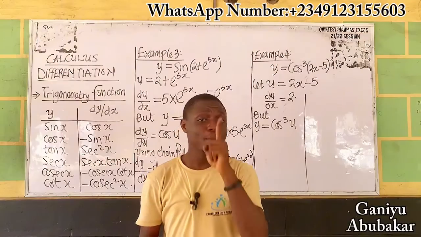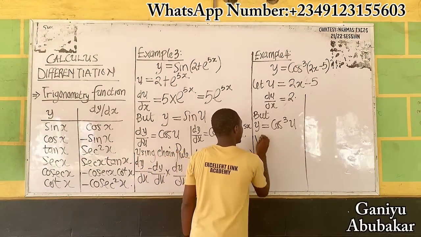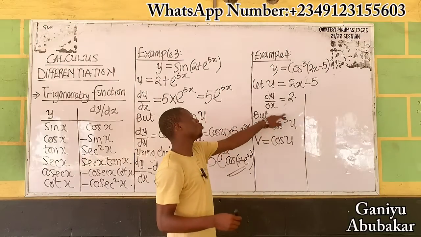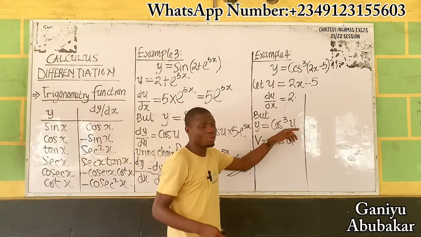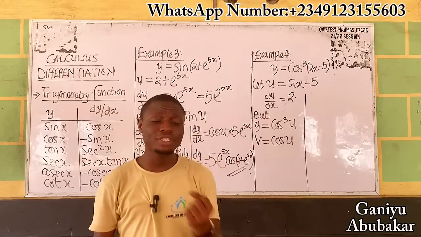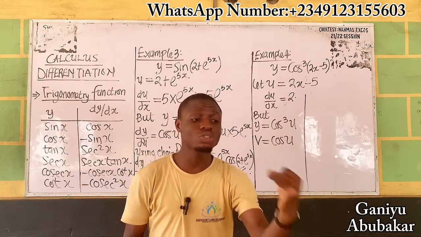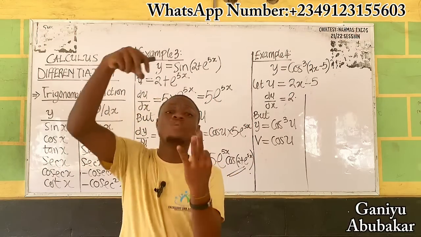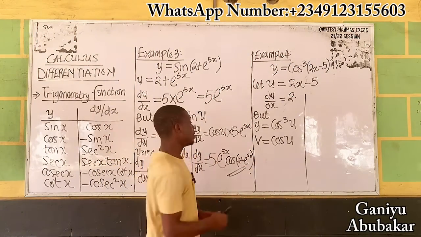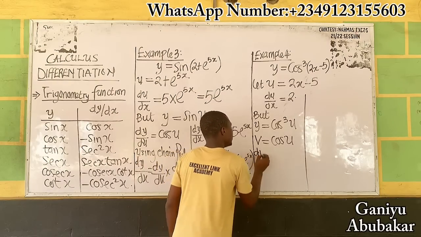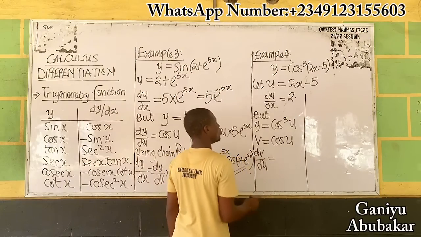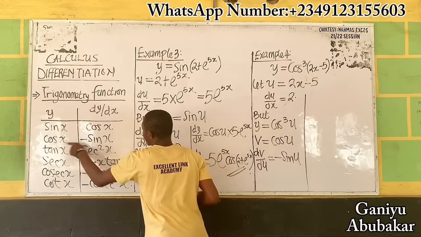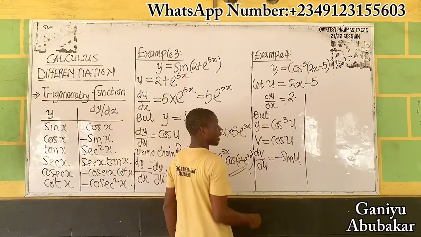Now let v be one of it, cos u. I said that cos cube u means cos u times cos u times cos u. They are more than one, so just pick out one and let v be that one. So v equal to cos u. If v is cos u, I'll have dv over du equal to, differentiate cos u, minus sine u. Check: cos x gives minus sine x, similarly cos u gives minus sine u.